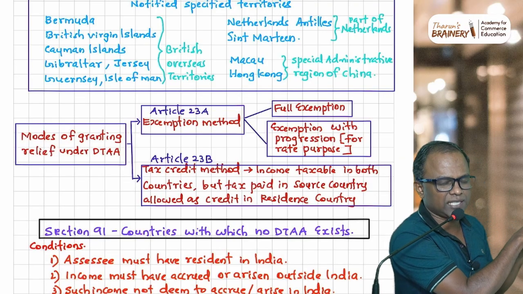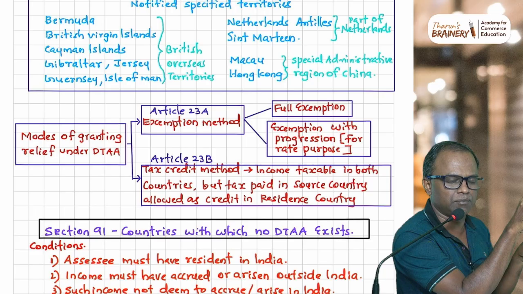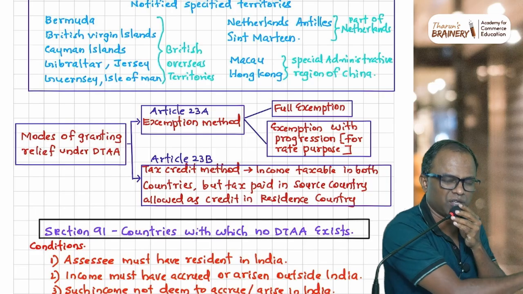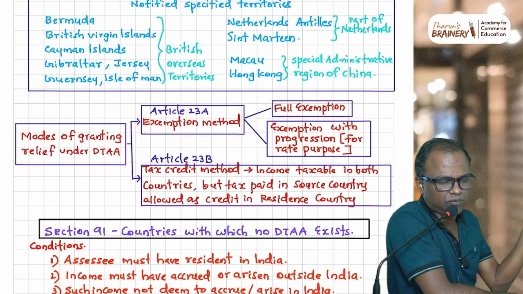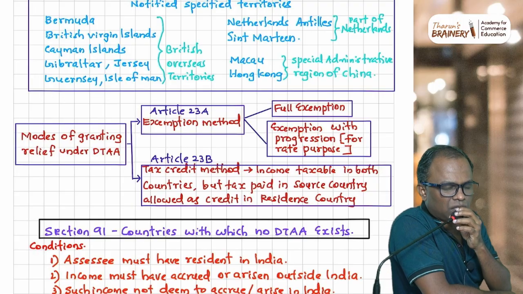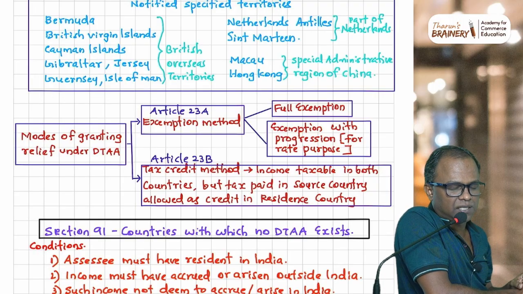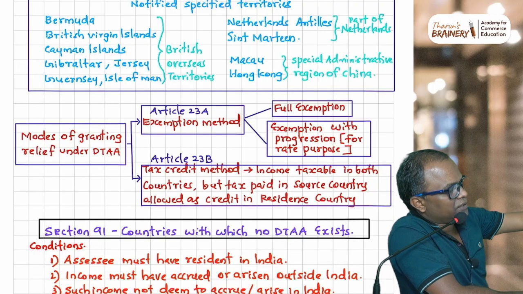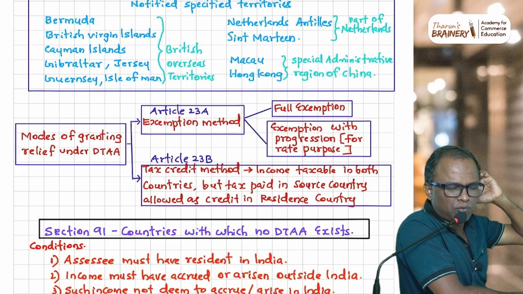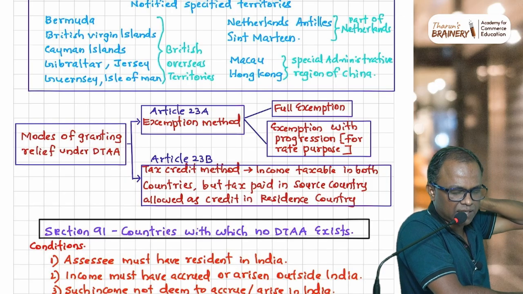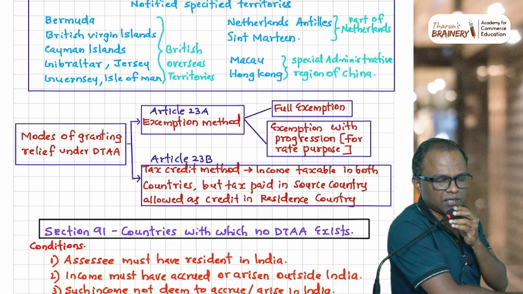If there is a full exemption method, the assessee will completely get double taxation avoidance, but very few agreements contain it. Only DT agreements with developed countries contain the full exemption method. India is a developing country, so India is not promoting it. India is promoting the tax credit method, so that both countries get some benefit.